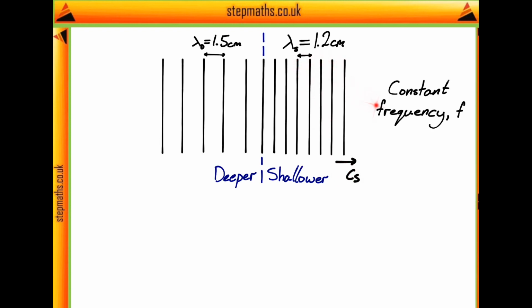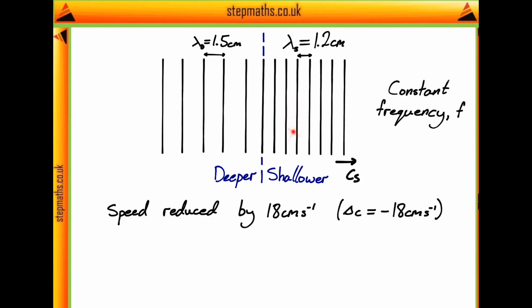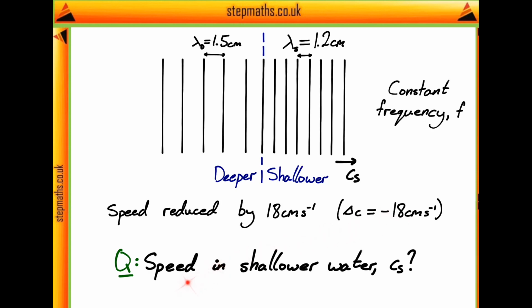We're also told that these waves have a constant frequency of f, which is the same in both deeper and shallower water. The question then tells us that when the waves move into the shallower water, the speed is reduced by 18 centimeters per second, which we've noted here by delta c being negative 18 centimeters per second. And with this information, the question asks us to calculate the speed in the shallower water, cs.